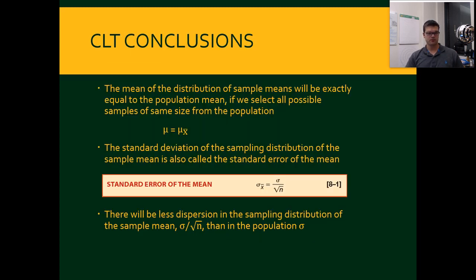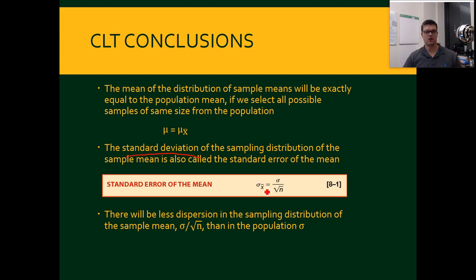So the standard deviation, okay, the standard deviation again is the average distance of, in this case, the sampling means from the mean of all of the samples. So you've got the mean of all the samples, which is also equivalent to the population mean. So you've got the population mean, and this is the average distance of all the samples from the population mean.